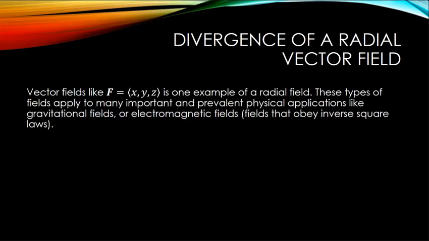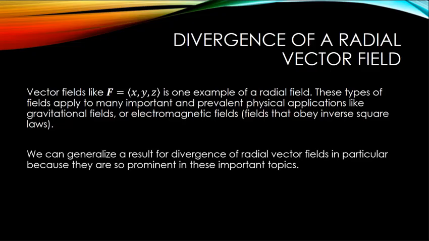Now I want to talk about divergence of a radial vector field. Vector fields like f is equal to a vector with components x, y, z is one example of a radial field. These types of fields apply in many important and prevalent physical applications like gravitational fields or electromagnetic fields, and any field that obeys an inverse square law.